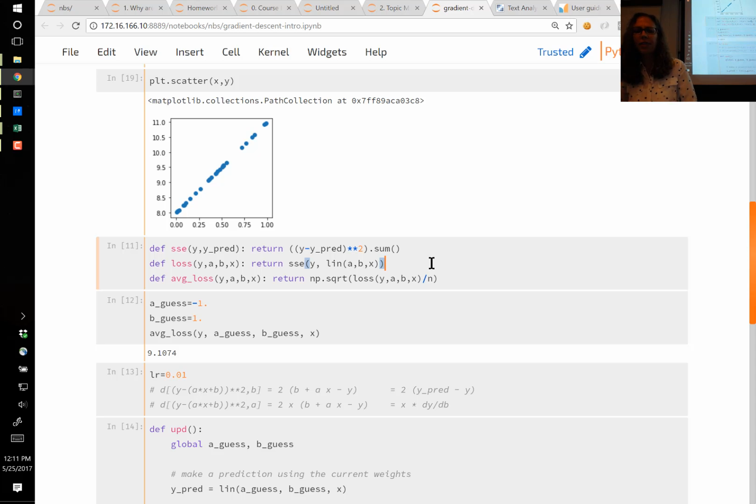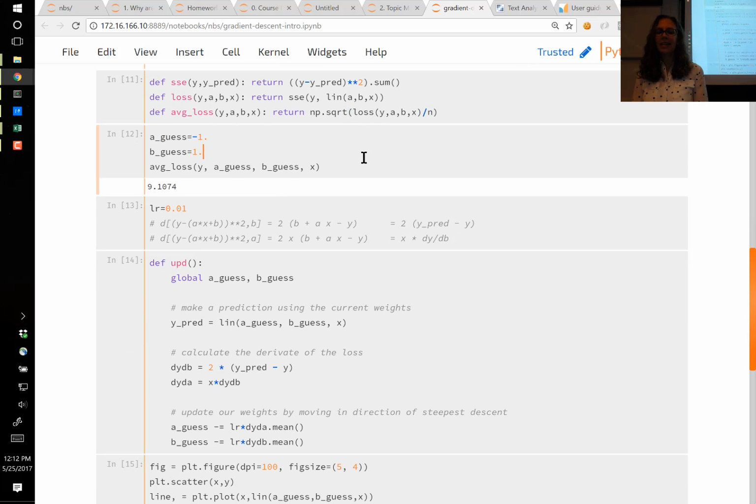And then here we have a few methods. SSE stands for sum of squared errors. So that will take the true Y and our predicted Y, subtract them, square it and sum it up. That's going to be our loss here. So the loss method just calls the sum of squared errors. And then we can get the average loss over a bunch of points by taking the square root of the loss divided by the number of points that there were.